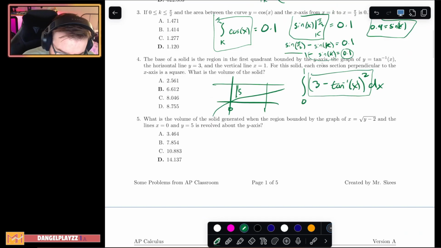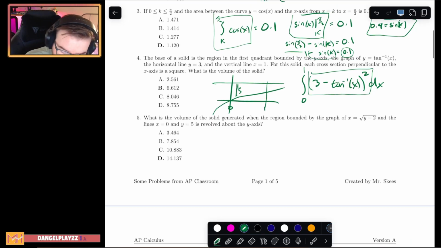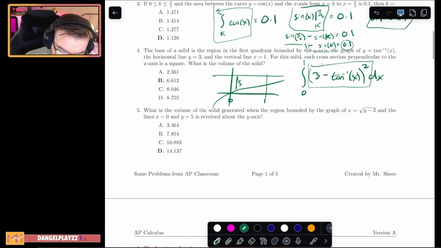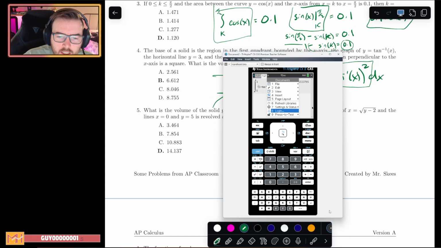What is the volume of the solid generated when the region bounded by the graph of that and the lines x equals 0 and y equals 5 is revolved about the y-axis? So, x equals 0 being the y-axis. We could graph this one as well.